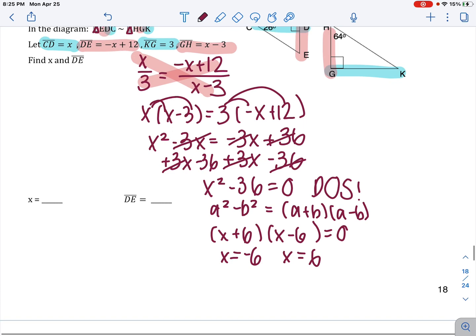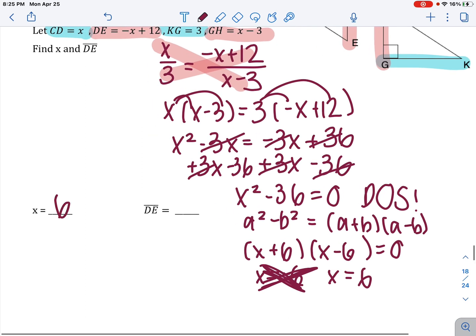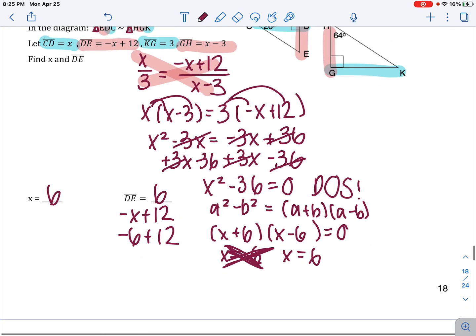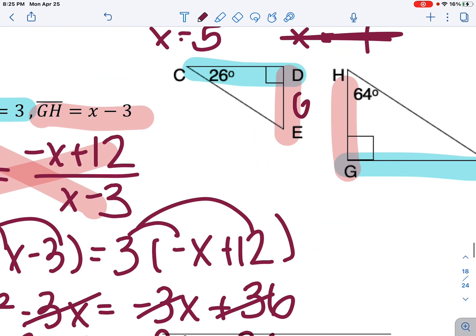And then again, from here we get x equals negative 6 and x equals positive 6 by setting each of those factors equal to 0. But again, I want to go up and see what makes sense. So side CD is length x. So if x was negative 6, that would mean that my side length CD is negative 6, and that doesn't make sense. So we're just going to use positive 6 as our answer for x. And then for DE, we have DE is minus x plus 12. So DE will be minus 6 plus 12, and that'll give me a positive 6 for this side length DE.